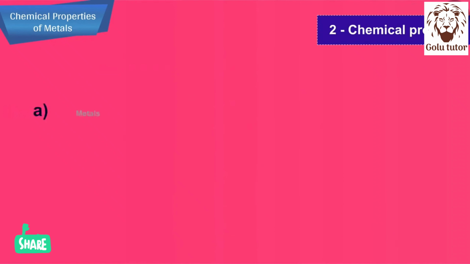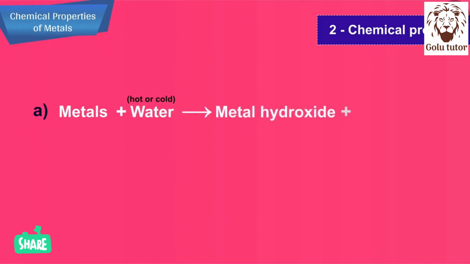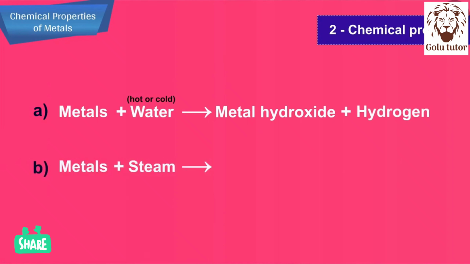A. When a metal reacts with water, hot or cold, then the products formed are metal hydroxide and hydrogen gas. B. When a metal reacts with steam, then the products are metal oxide and hydrogen gas.